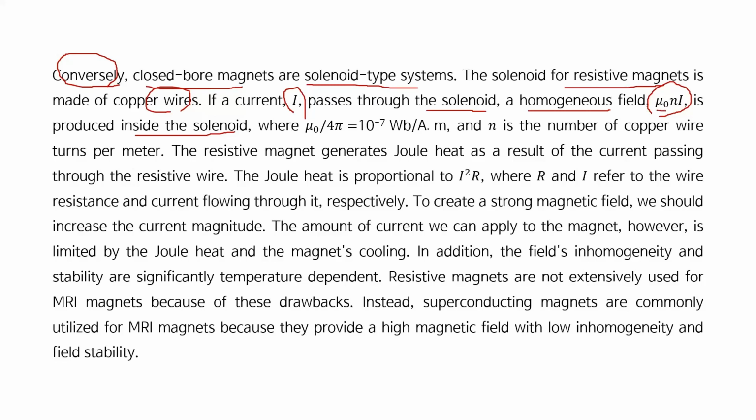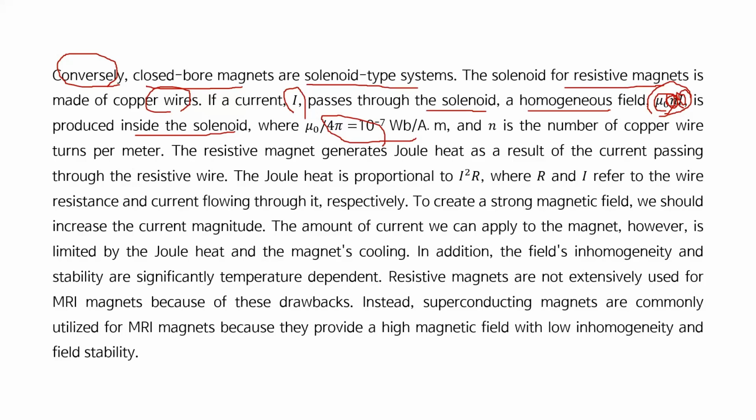So this number mu0 is a very small number. So to get a higher magnetic field, we have to use a very high current I, and also we have to make as many turns of coils as possible.